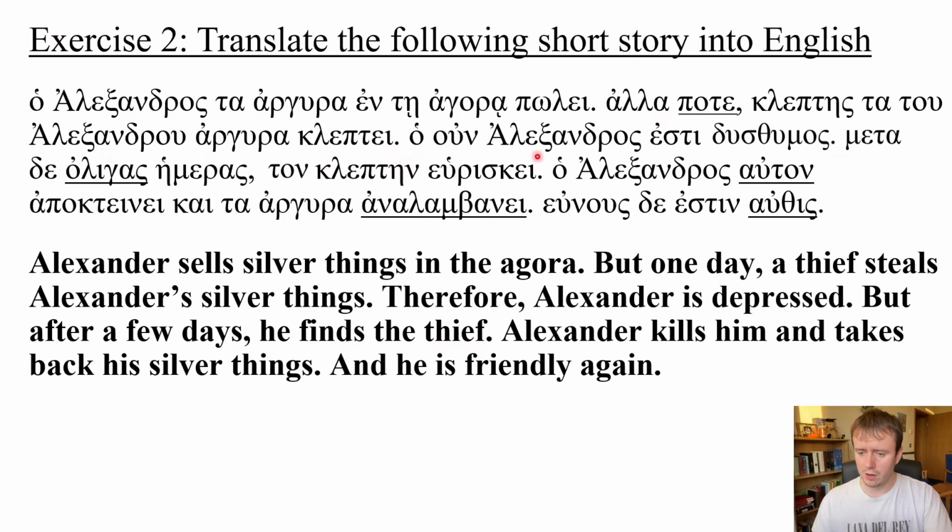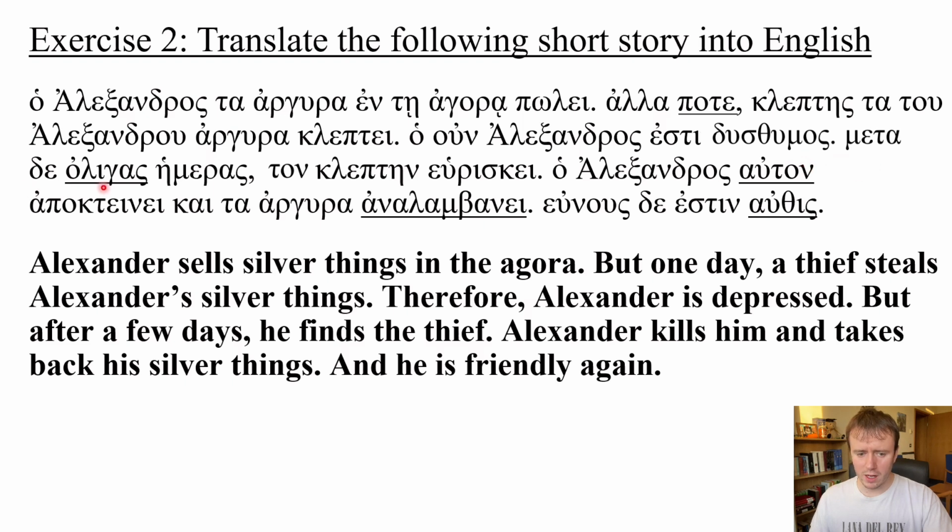Ho un Alexandros esti dystumos. Un is a particle, meaning therefore. So therefore, Alexander is depressed. Dystumos was one of the two termination adjectives that we met last time. It literally means that you have a bad spirit, or that you're in bad spirits.